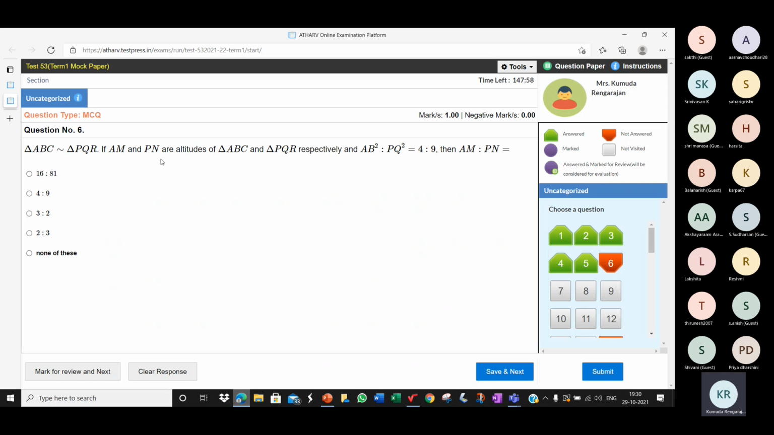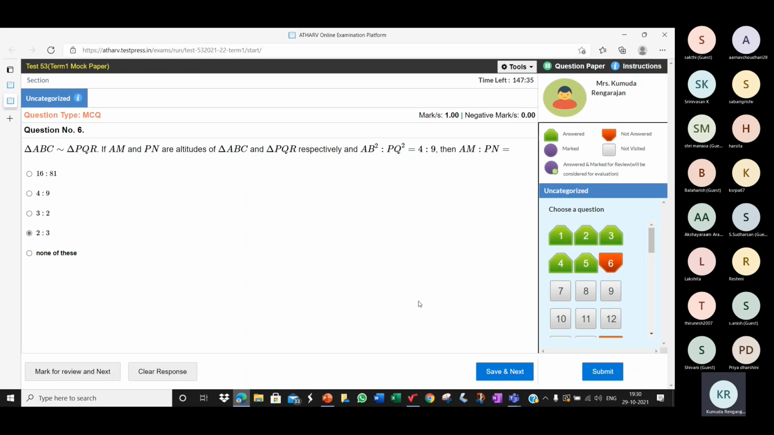Their ratio will be the same as the ratio of their corresponding sides. So AB by PQ, that's the ratio of the corresponding sides, is 2 by 3. So AM by PN also will be 2 by 3. Am I clear, children? Yes, ma'am.